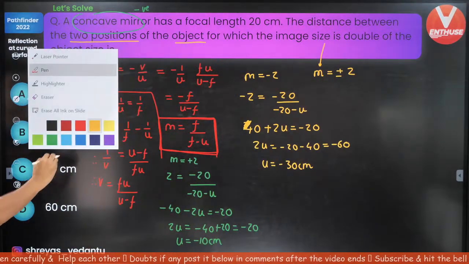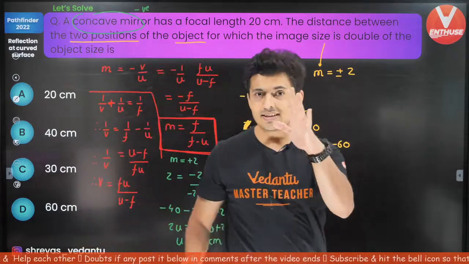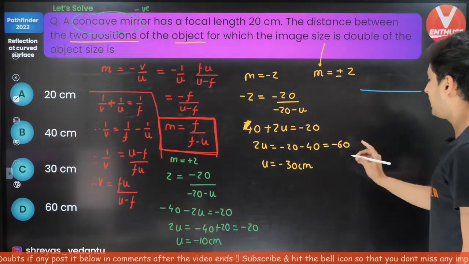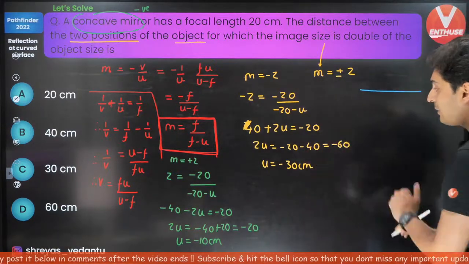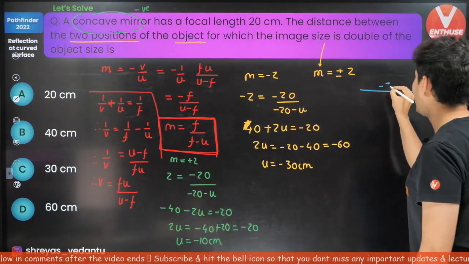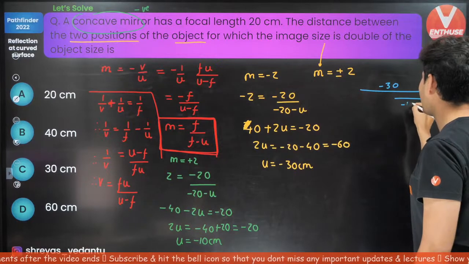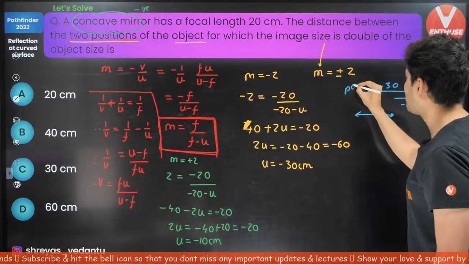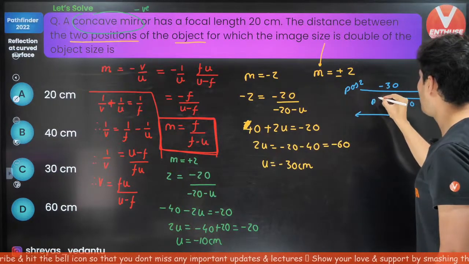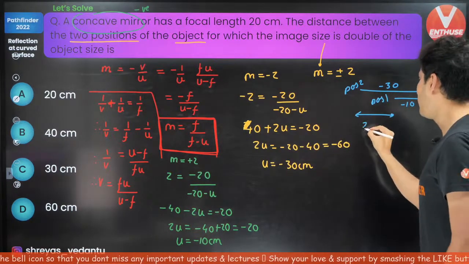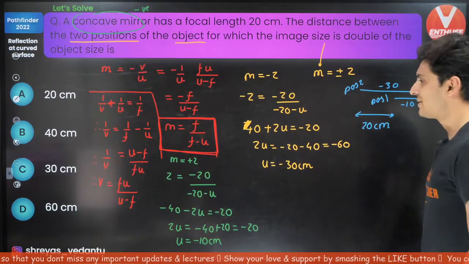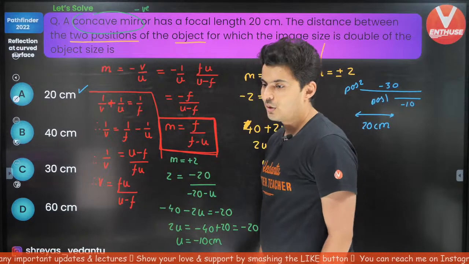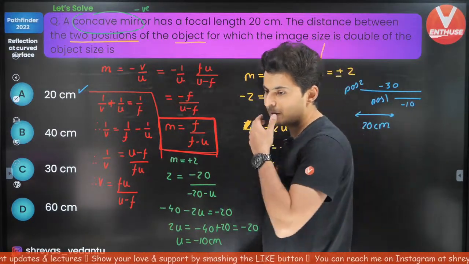That's it. Now we have the last step. First time I got the object distance as minus 10. Second time I got it as minus 30. So what is the difference between position 2 and position 1? It is obviously 20 centimeters. Hence the correct answer is option A. Got it? I hope this is clear.